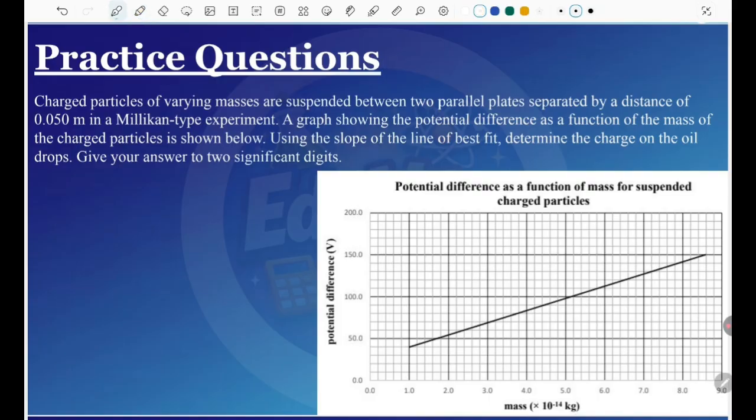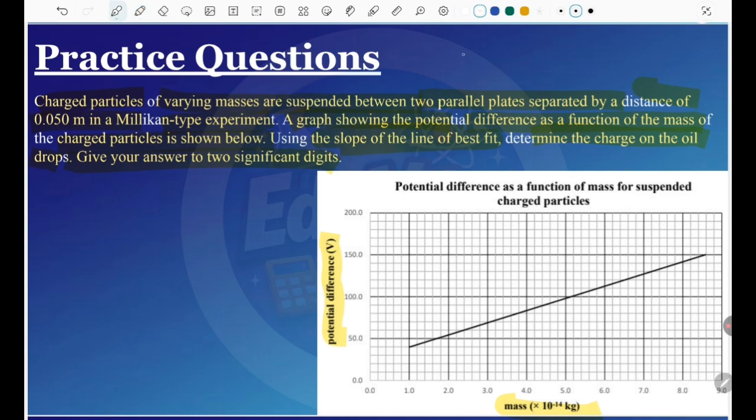They mentioned that charged particles of varying masses are suspended between two parallel plates separated by a distance of 0.050 meter in a Millikan type experiment. A graph showing potential difference as a function of the mass of the charged particles is shown below. Use the slope of the line of best fit to determine the charge on the oil drops, and give the answer to two significant digits. So basically we have the potential difference on the y-axis, and on the x-axis we have the mass.